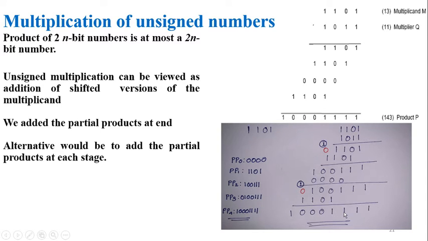So we have two different methods for multiplication. One is to add all the partial products at the end, or to add the partial product with the new value at each stage. Both methods generate the same result.